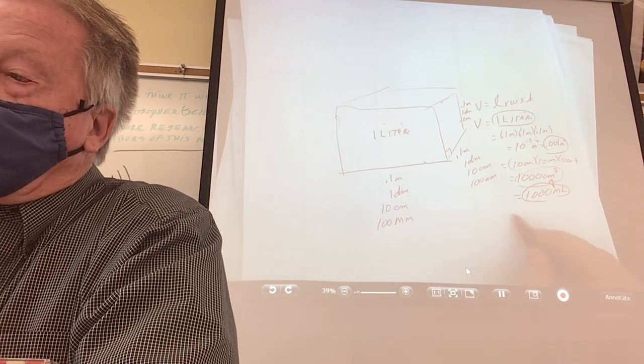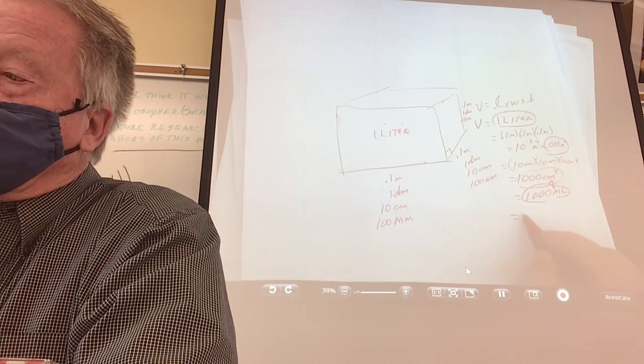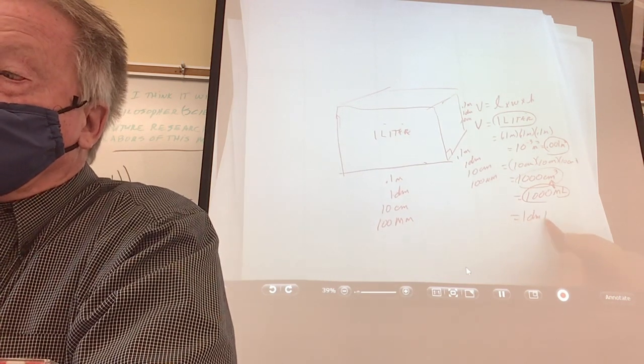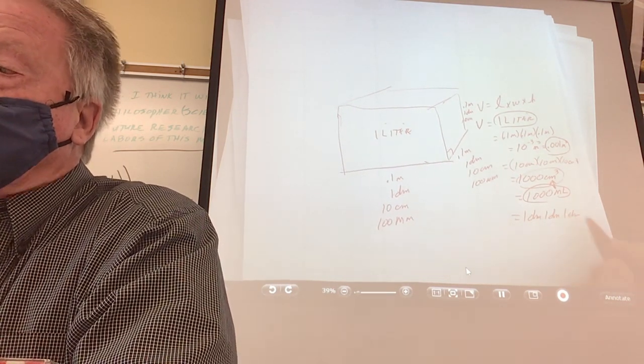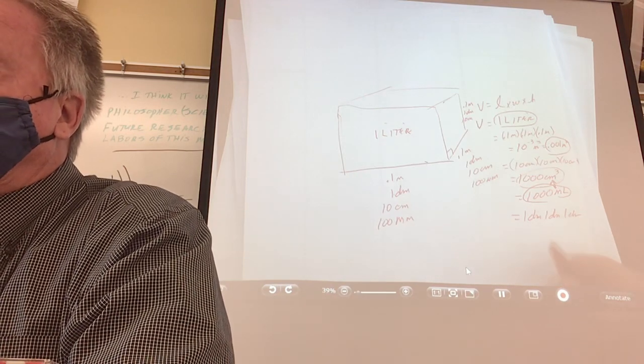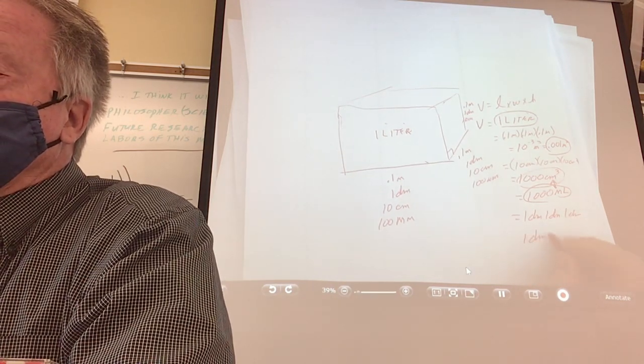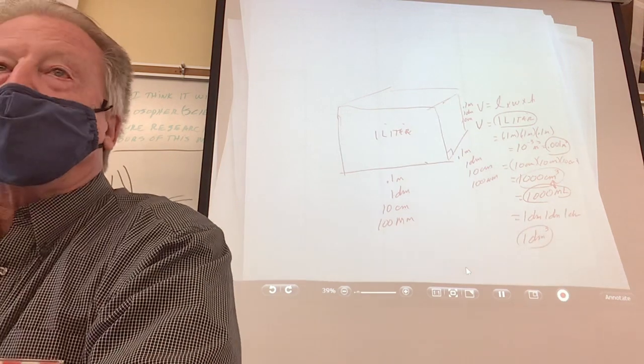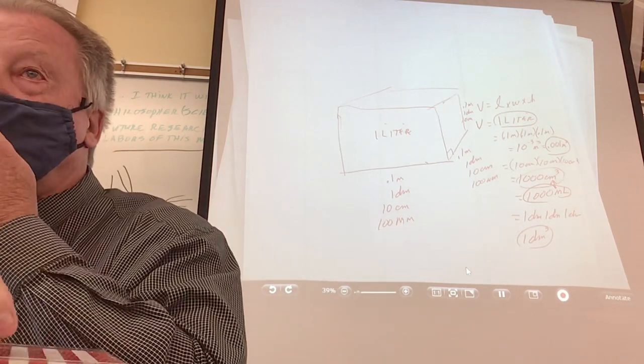Okay, let's go on down. And what's 1 decimeter? Okay, what's 1 decimeter times 1 decimeter times 1 decimeter? Decimeter cubed. And that's what he called this. This is a cubic decimeter, isn't it?